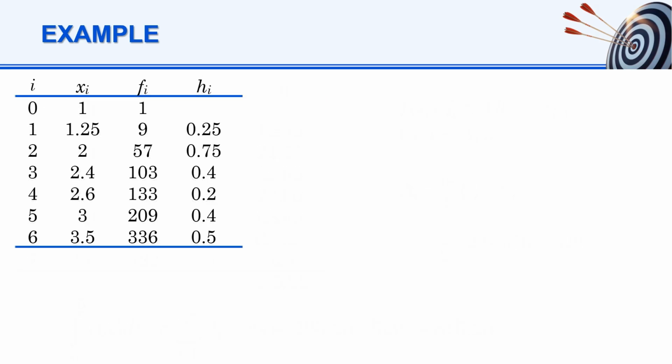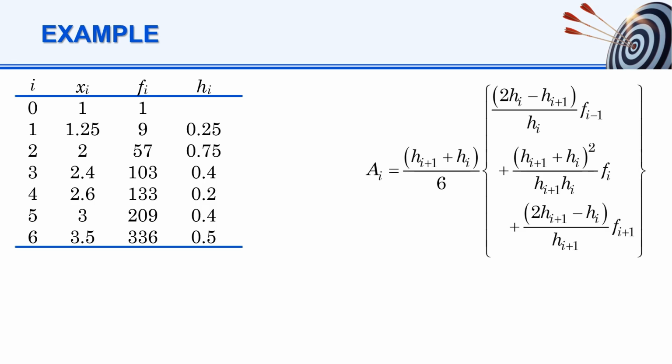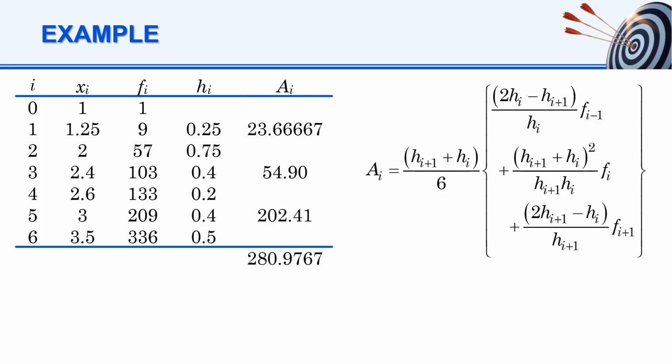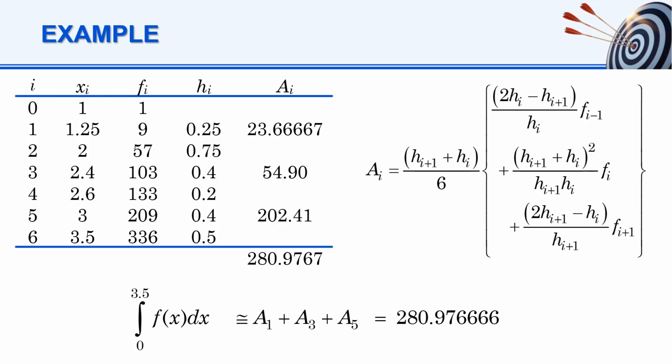Next, we will estimate the integrals using Simpson's rule. The number of panels from 0 to 3.5 in the dataset is even. Hence, we can use the following approximation for a pair of panels. We will label the area from x equals 1 to x equals 2 as A1. The area from x equals 2 to x equals 2.6 is A3, and from x equals 2.6 to x equals 3.5 is A5, whose computed results are presented in the table. Summing up all three areas, we obtain the estimate for the integral to be 280.97 and recurring 6.